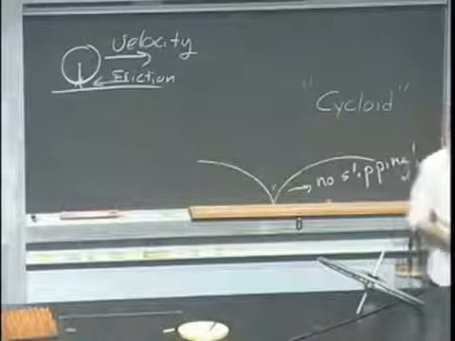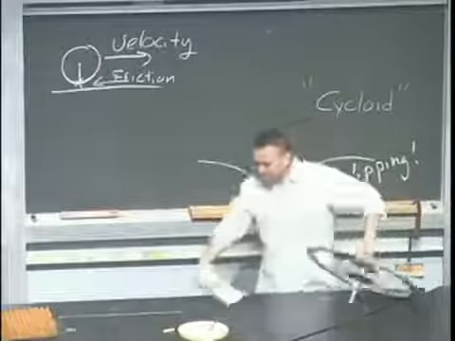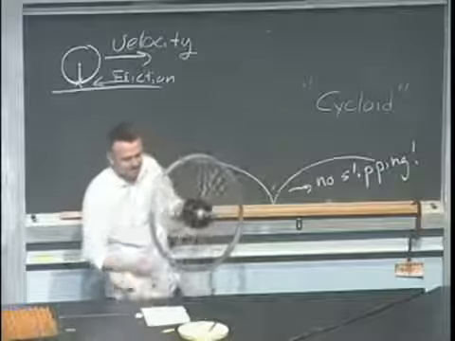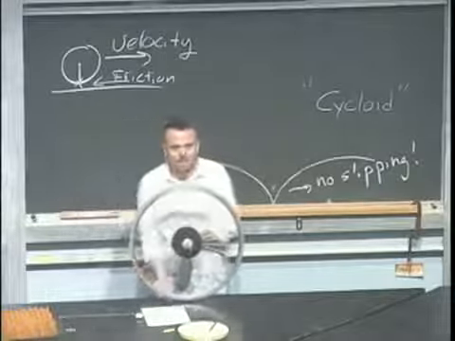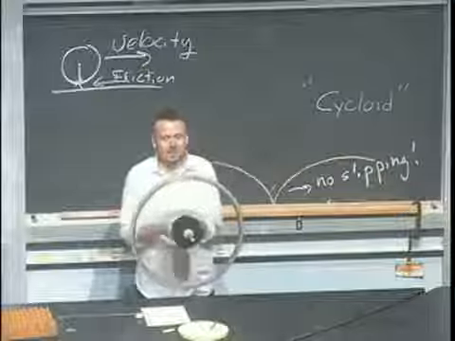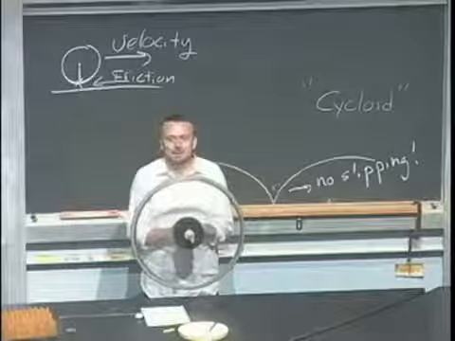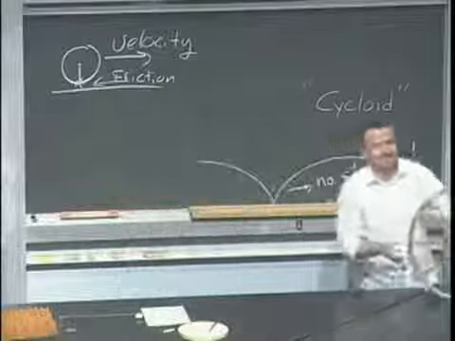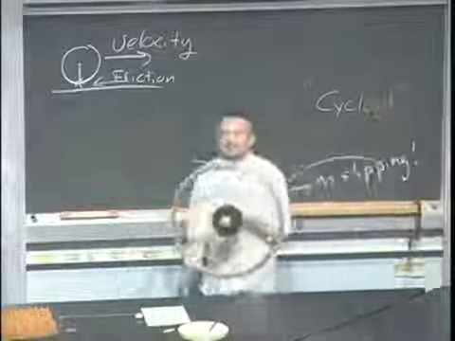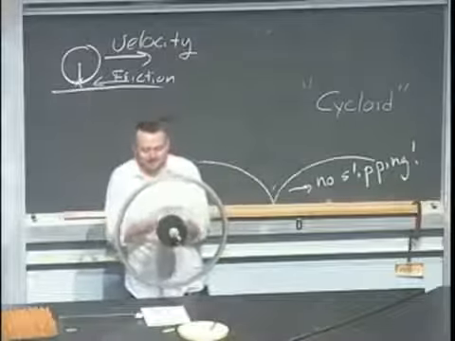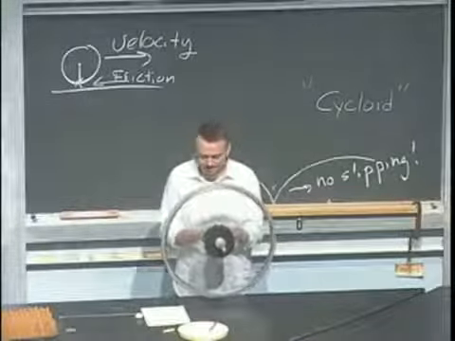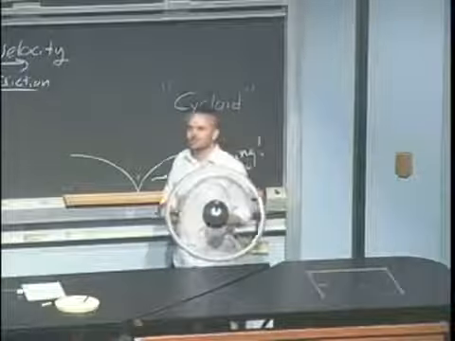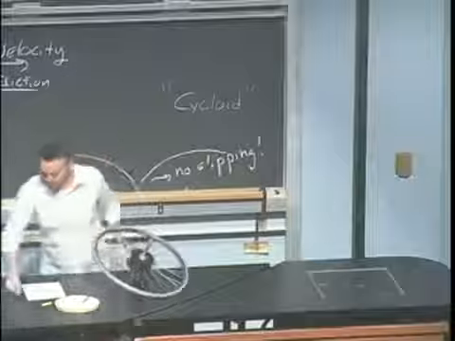Okay, let's do a counterexample, which is I'm going to give this wheel not a translational velocity, but a rotational velocity. And I'm going to then put it down on the ground, and let's see what happens if I do this carefully. So of course, it starts taking off, right? It's got rotational velocity. I set it down. And the frictional force with the ground starts it moving. But in this case, let's draw this picture.